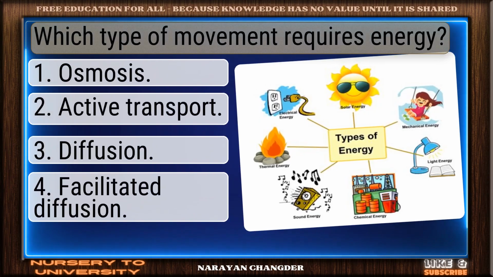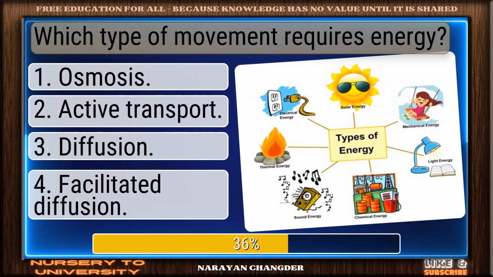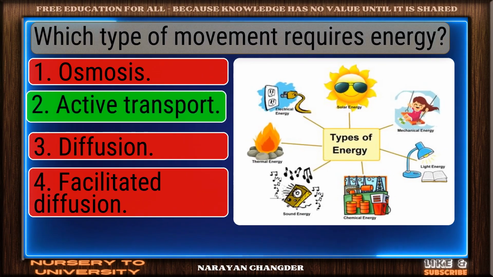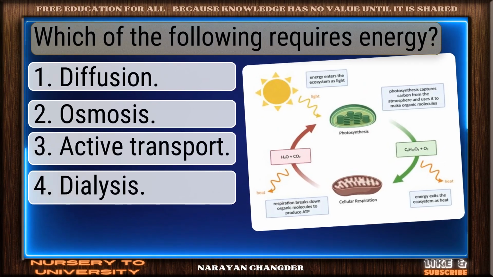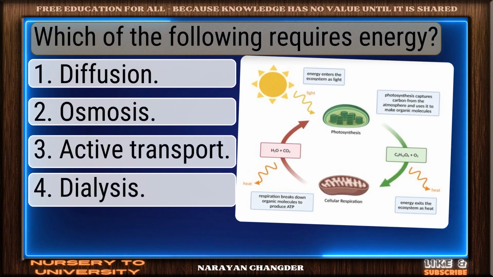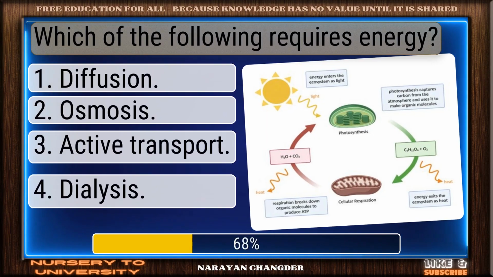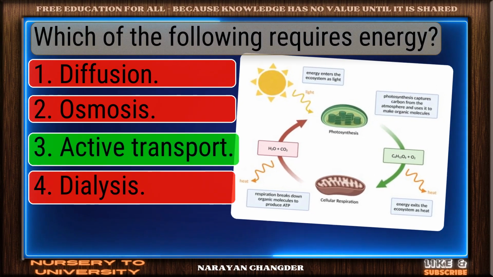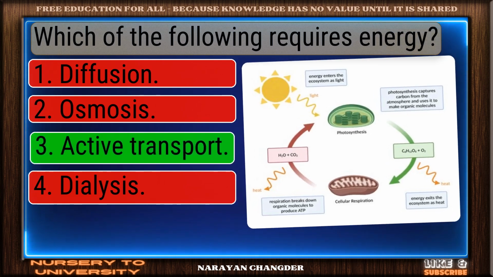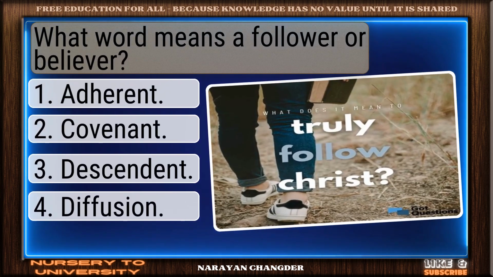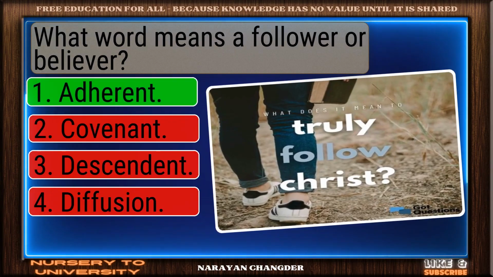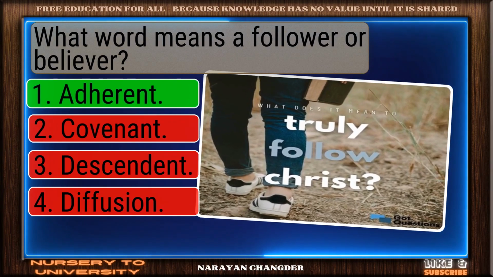Which type of movement requires energy? Correct. Active transport is the right answer. Which of the following requires energy? Great thinking. Active transport is the right choice. What word means a follower or believer? You got it. Your choice, adherent, is right.